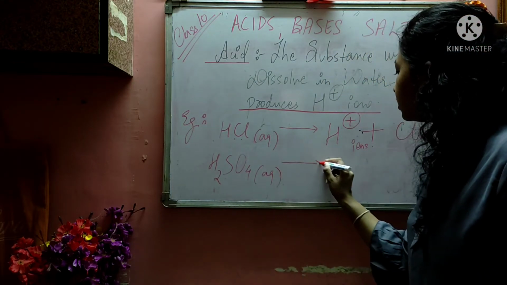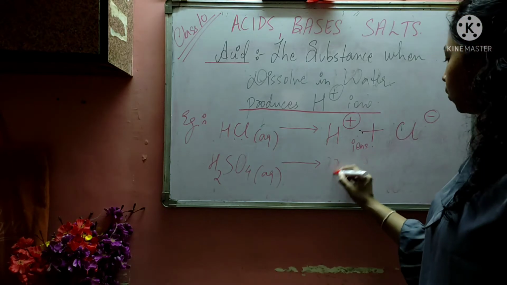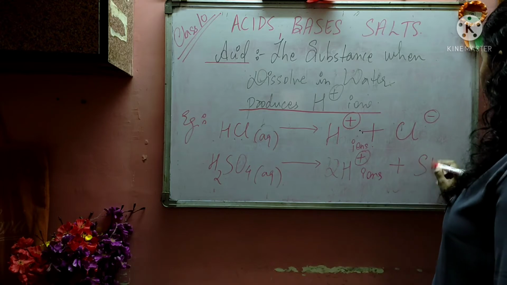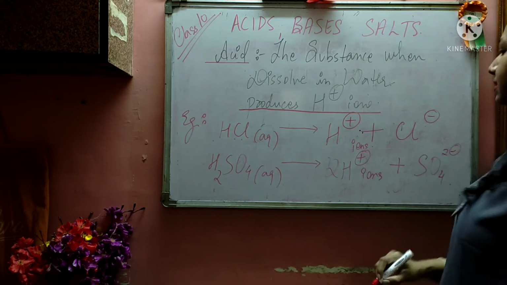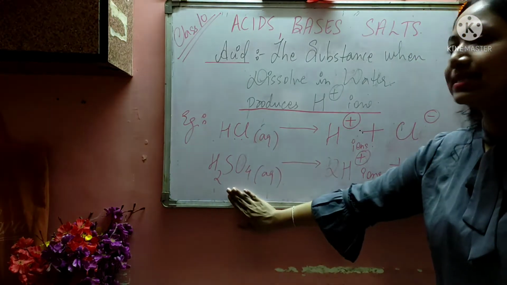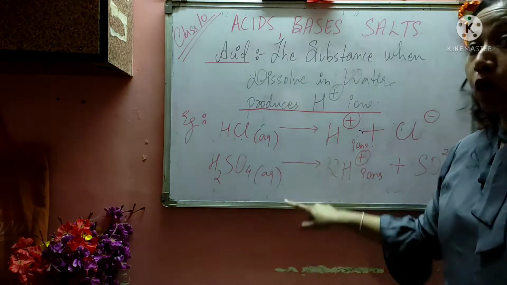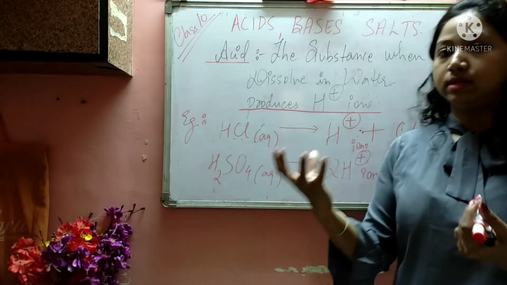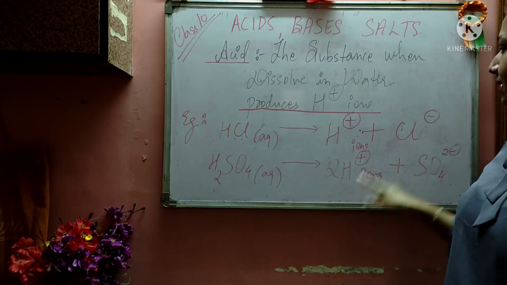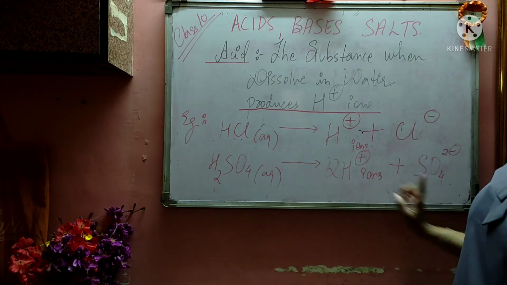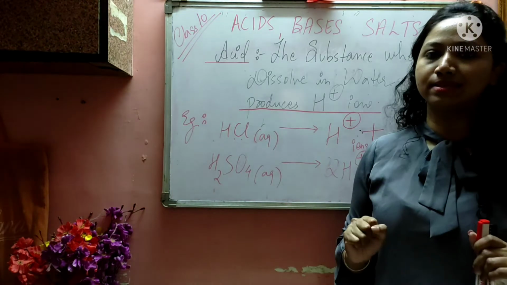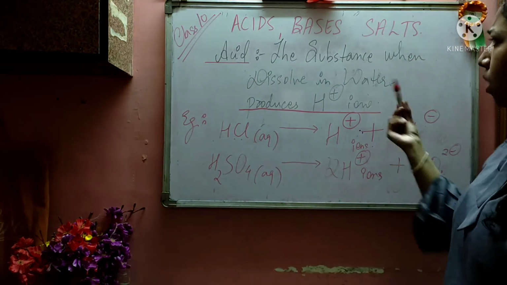Second example we'll see is H2SO4, which is sulfuric acid. Whenever you dissolve it in water, this is also an aqueous medium, it is going to dissociate into H plus ions and SO4 ions. So HCl is hydrochloric acid, and this is sulfuric acid. Whenever the acid is in aqueous medium, it will dissociate into H plus ions and Cl minus ions, and here SO4, the valence is 2. So SO4 ions.